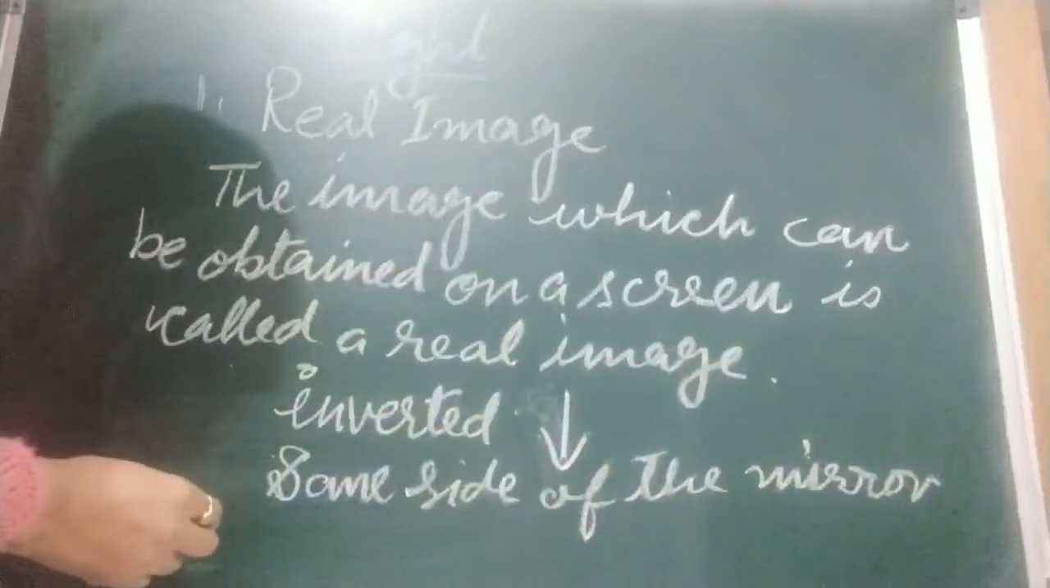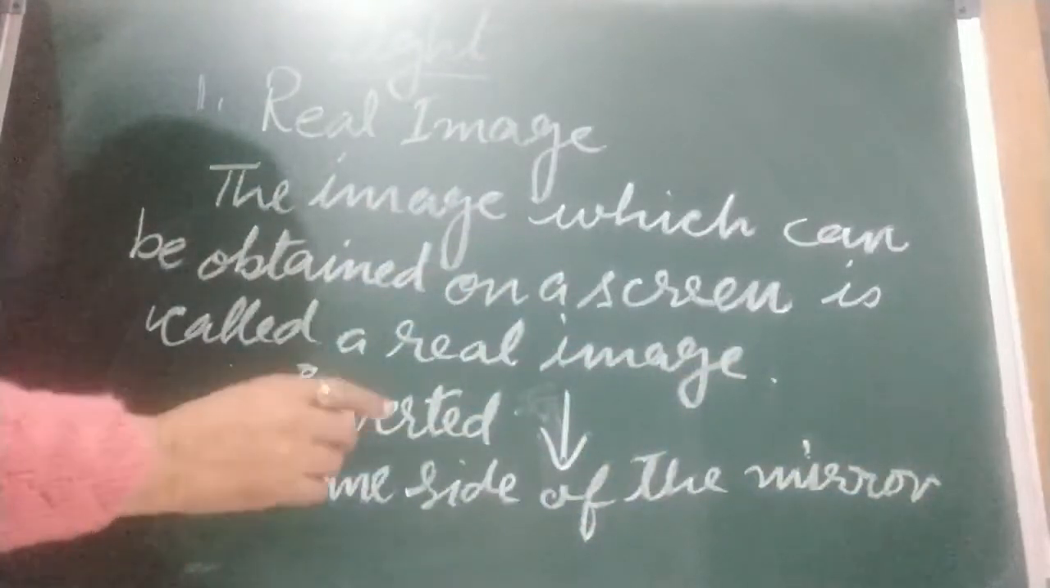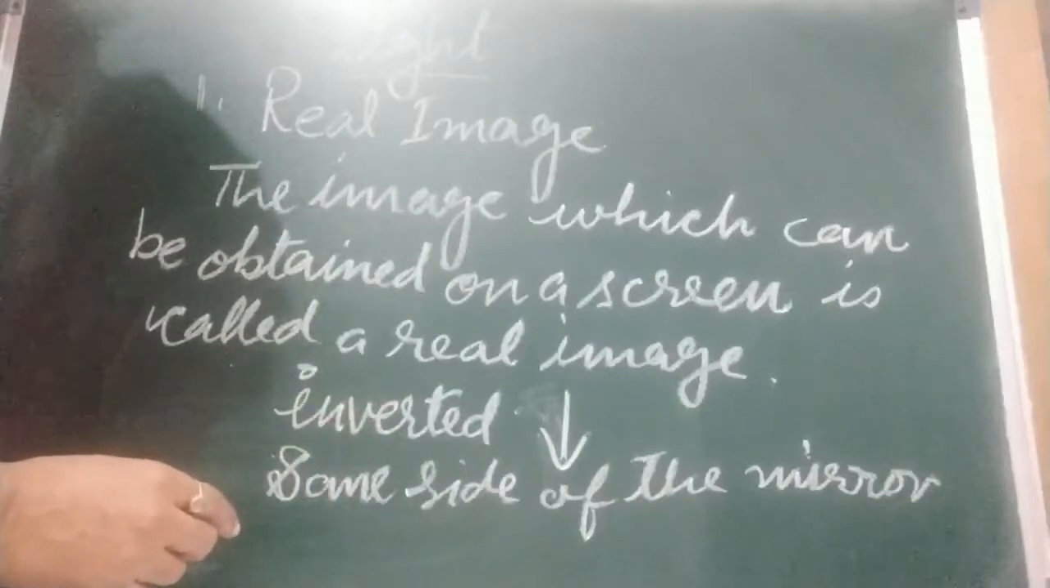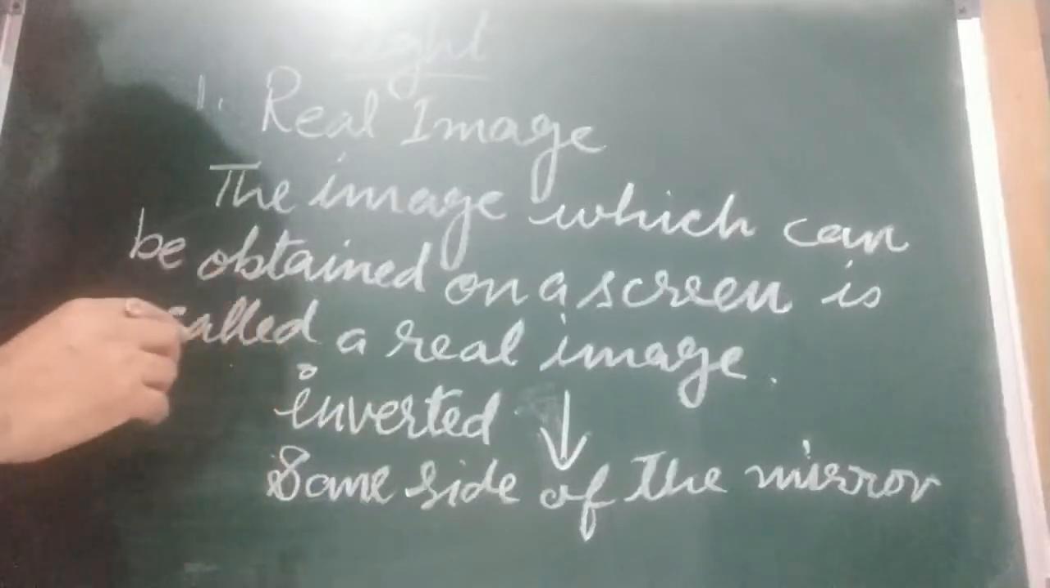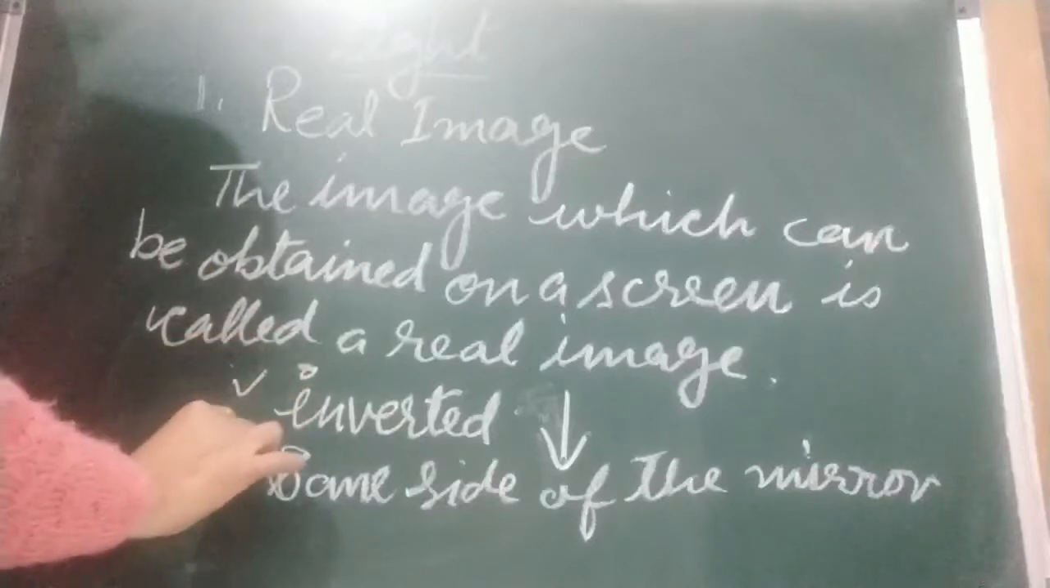Third is the image, children, an example I would like to give you. The images of actors and actresses which you see on the screen in a cinema hall are all real images. Okay, so these 2 points you remember.